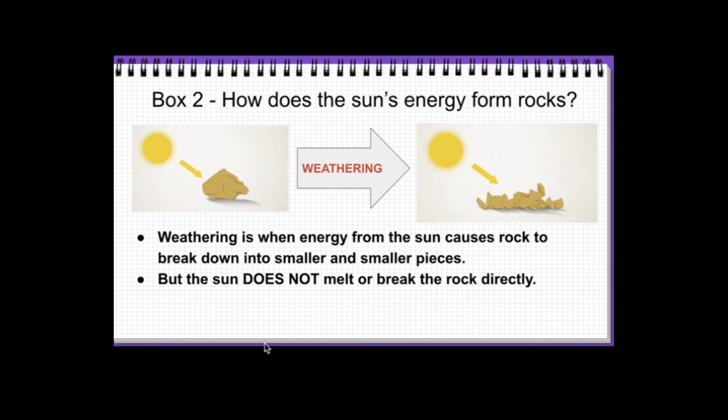So how does the sun's energy form rocks? Well, weathering is when the energy from the sun causes rock to break down into smaller and smaller pieces, but the sun does not melt or break the rock directly.